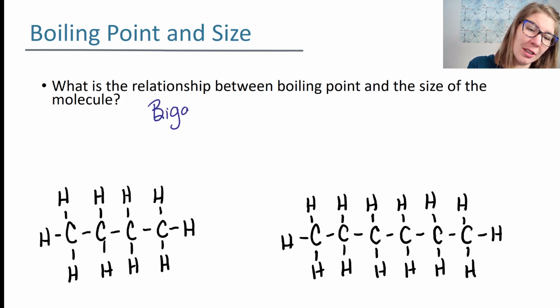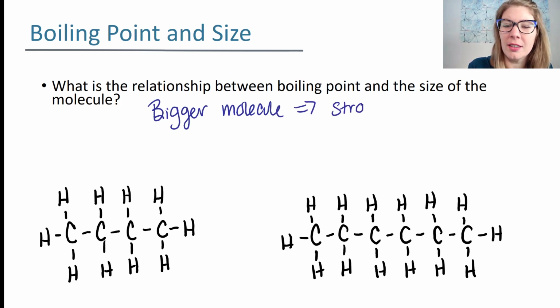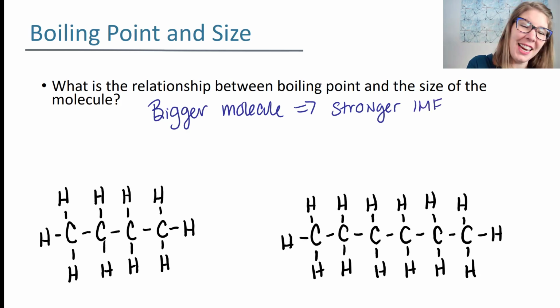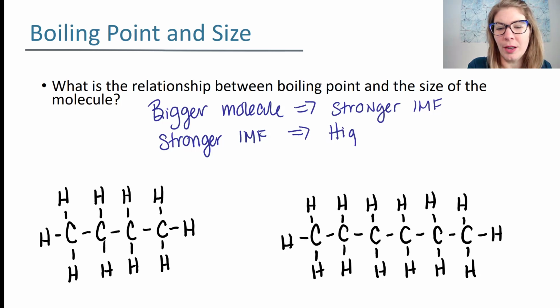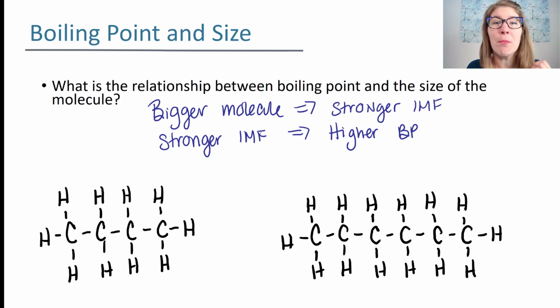Bigger molecule translates to stronger intermolecular force. And what did we say on the last slide? That the stronger the intermolecular force, the higher the boiling point. Why? Because it takes more energy to break the stronger attractions, right? And that more energy means a higher temperature because you're putting energy into the system that can result in those molecules moving and having enough kinetic energy to break the attractions.